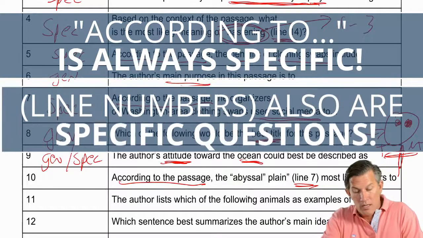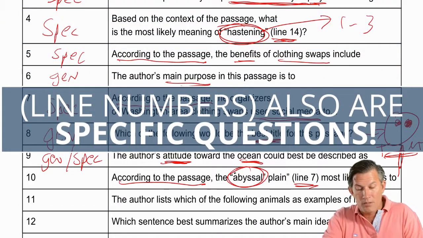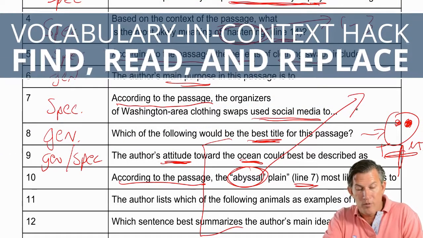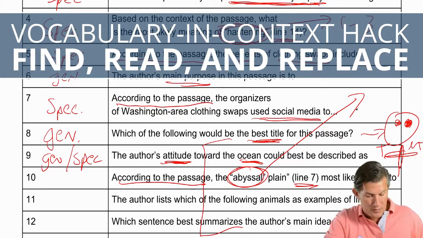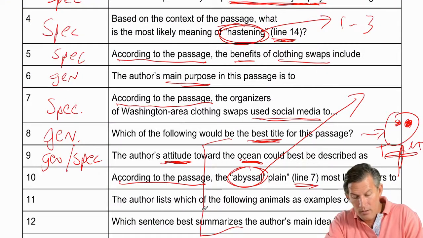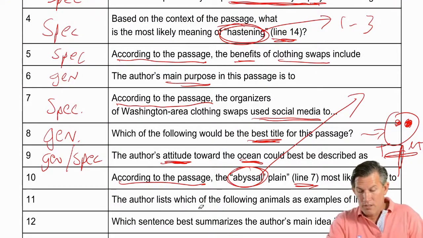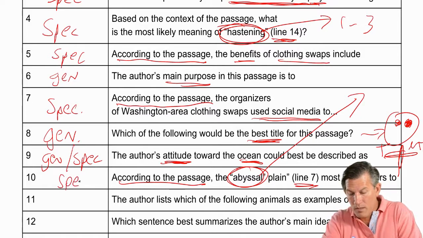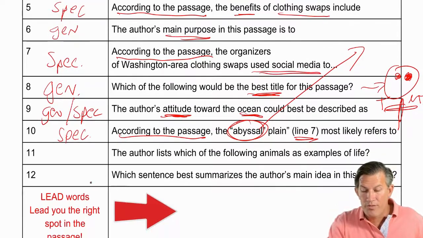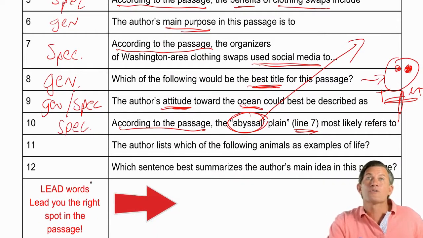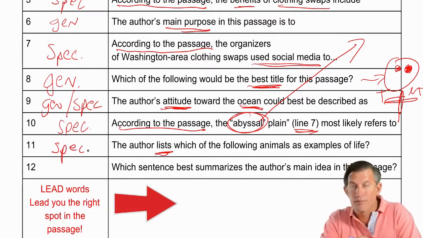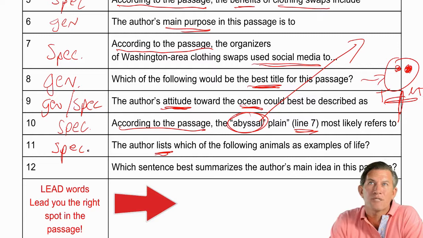Okay? So abyssal plain, who knows what that means? Well, let's go find it. Let's read a little bit above and below it, and then substitute in 1 to 3 words. Abyssal probably means what? There's probably a hint in there, which is called context. All right. Okay, so this is specific. And then the author lists. Well, if the author's listing something, right, then it has to be specific.